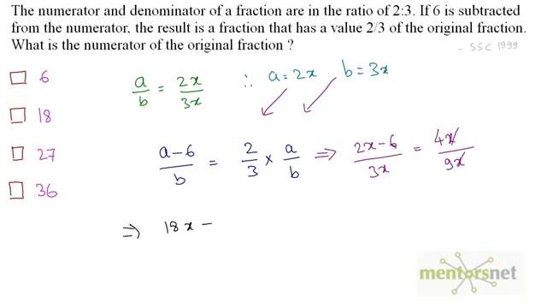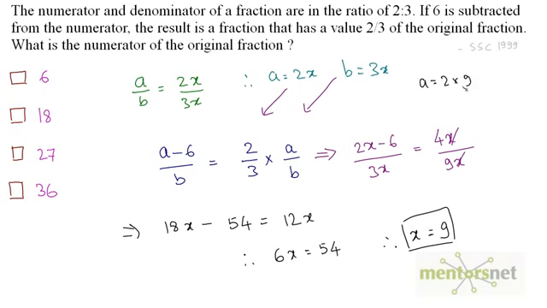18x minus 6 9s are 54 is equal to 3 4s are 12, so 12x. Therefore, 18x minus 12x is 6x, which is equal to 54. Therefore, x's value is 9, since 6 9s are 54. We can find out the value of the numerator. The numerator is a, which is 2x. So 2 times 9, and therefore a is equal to 18. So the numerator is 18.